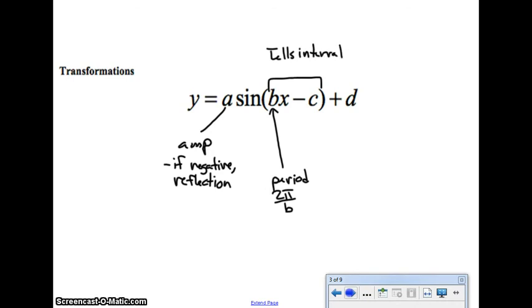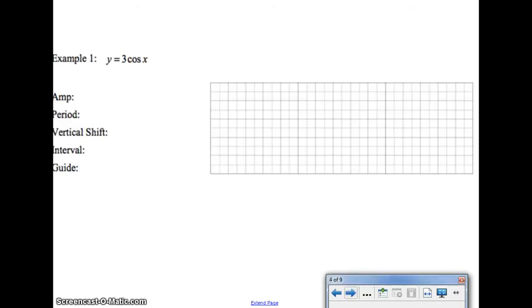So what we're going to do is set whatever is inside the interval equal to 0 and equal to 2 pi. That's going to tell us our starting and our stopping point. D here is the vertical shift, so that tells us how much our graph is moving up or down. Those will help us identify the amp, period, vertical shift, interval, and guide. Once we have that, we can graph our function.